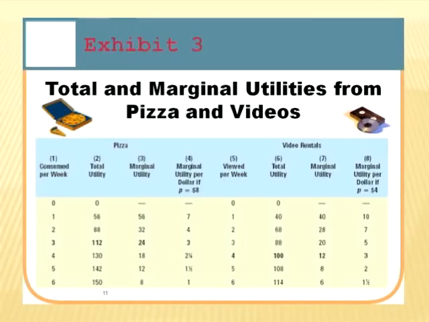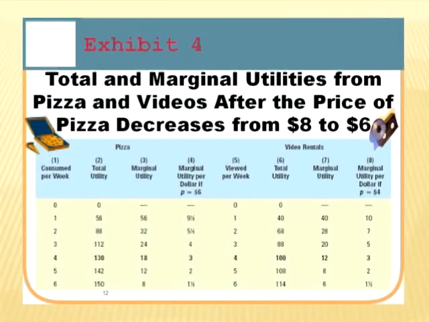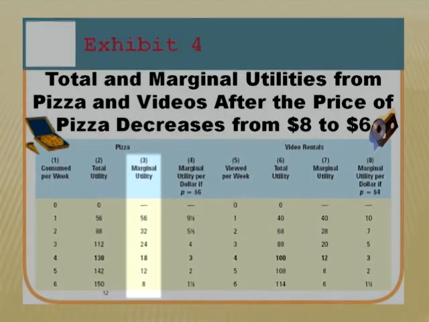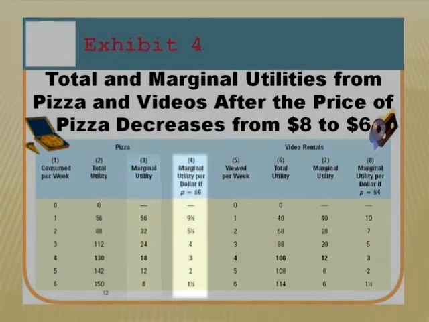Now, the natural next question is, what happens if the prices change? Suppose we change the price of pizza from $8 to $6. Now, if we do that, notice the marginal utility does not change. In other words, pizzas are still as satisfactory as they were before. But the marginal utility per dollar does change. That is, now we're taking column 3 and dividing it by $6 instead of dividing it by $8. And so the result of that is we get a new column 4.